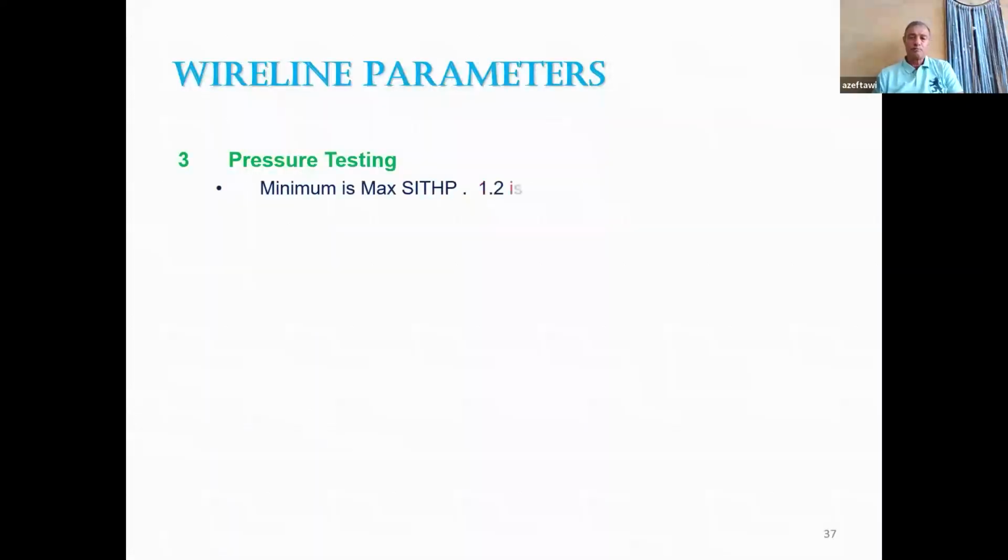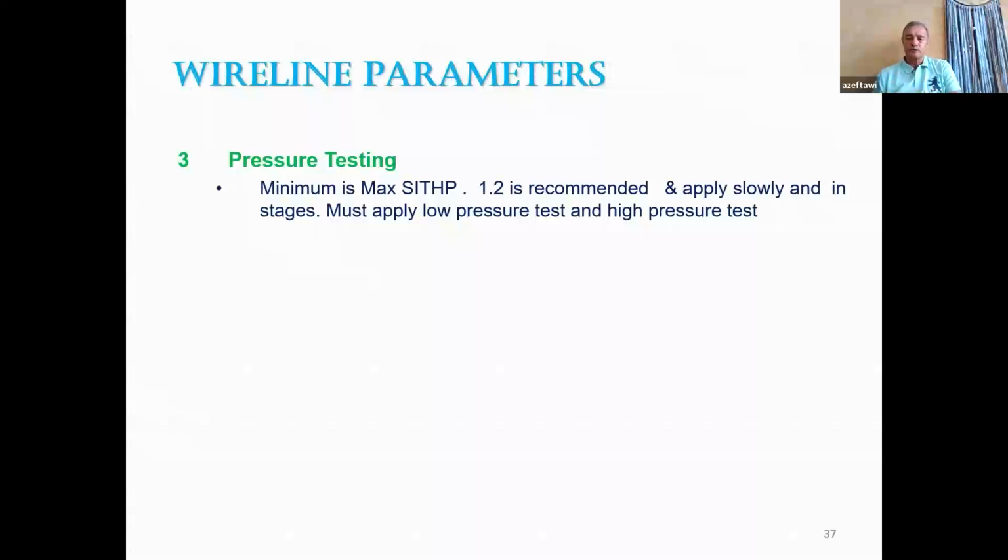When we pressure test, our minimum pressure test is the maximum shut-in pressure. We do recommend 1.2 and we do it in stages. You cannot pressure test from 0 to 5,000 in one shot. You have to make it in steps. You go from 0 to 1,000, then from 1,000 to 2,000, 2,000 to 3,000, but you cannot go in one shot.